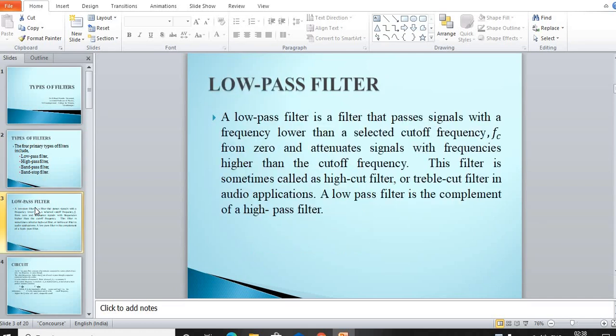Low pass filter. A low pass filter is a filter that passes signals with a frequency lower than a selected cutoff frequency Fc from 0 and attenuates signals with frequencies higher than the cutoff frequency. This filter is sometimes called a high cut filter or treble cut filter in audio applications. A low pass filter is the complement of a high pass filter.